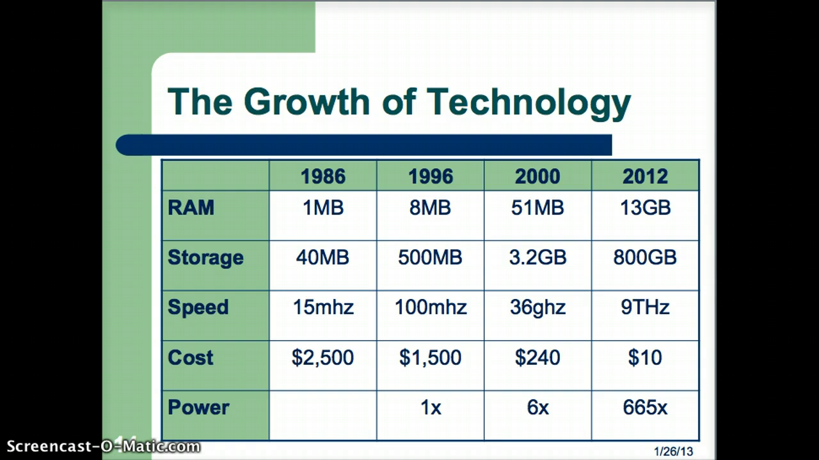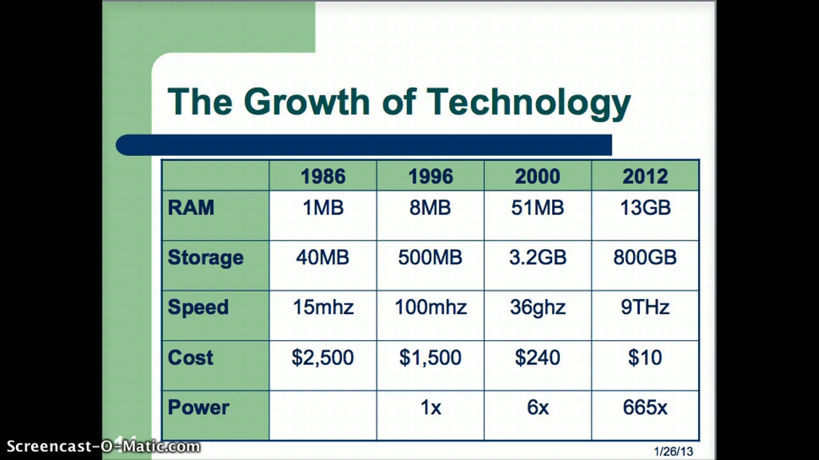In 1986, I was a student at Slippery Rock University. I was sitting in room 119 like you are for class, and I didn't have a computer class. Never had a computer class until I was in my doctoral or my master's program. But in 1986, a computer would have 1 megabyte of RAM. It would have 40 megabytes of storage. The speed was 15 megahertz, and it would cost $2,500. We had some computer labs on campus. I never actually went to one.